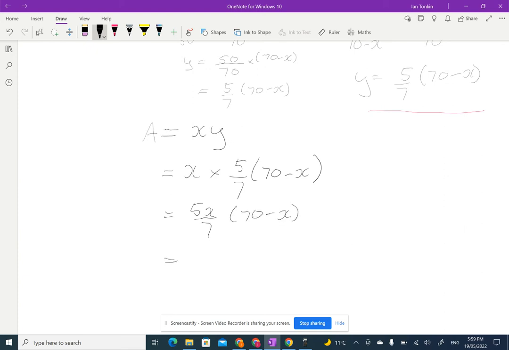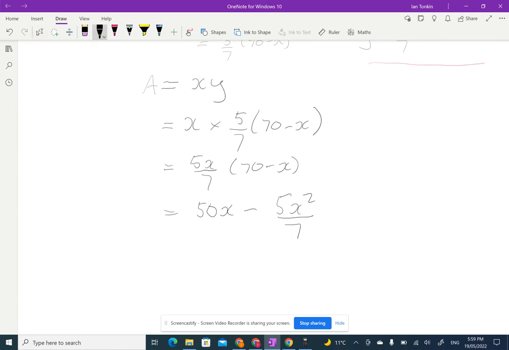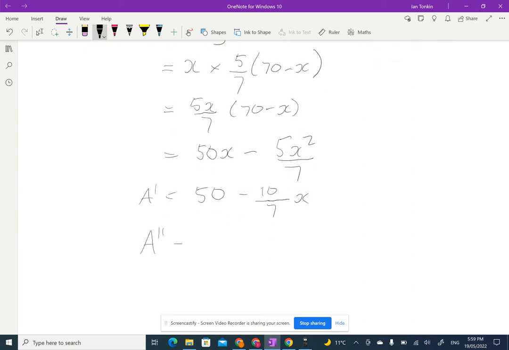So you get 5x times 70 on 7, so the 7s will cancel, I'll get 50x, minus 5x squared on 7. Now, I'm going to differentiate. So I get A dash is 50 minus 5 on 7. Got to multiply by the 2. So 2 times 5 on 7x, so that becomes 10 on 7x. I'm going to differentiate again, and I get negative 10 on 7.